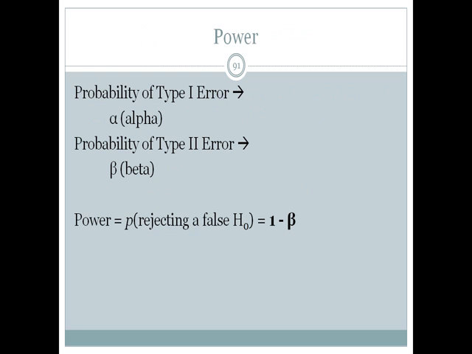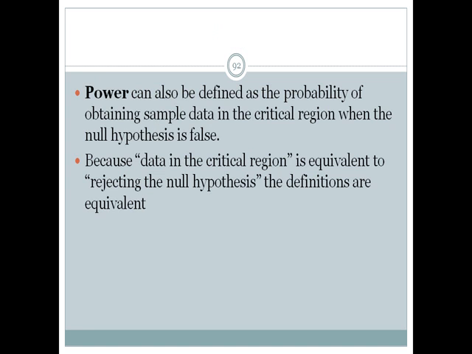This also defines power as the probability of obtaining sample data in the critical region when the null hypothesis is false. Because data in the critical region is equivalent to rejecting the null hypothesis, these definitions are equivalent.